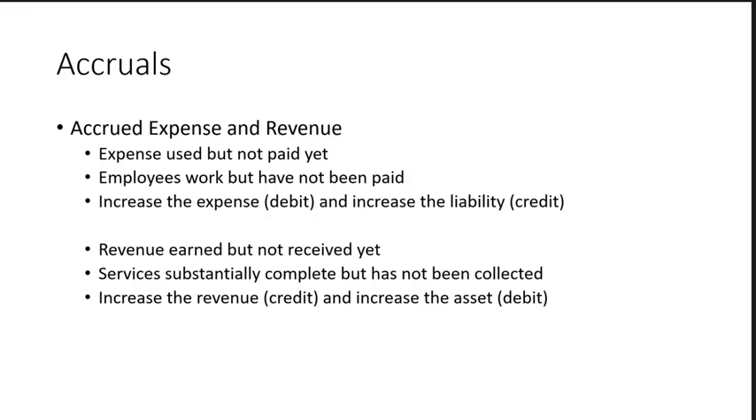If it's on the other side, meaning revenue, we've done but we haven't received yet, we've done all the work but have not collected the money, that's accrued revenue. So we're going to increase the revenue with a credit and increase the asset with a debit. All right, so that's how it would work on the revenue side. So both expenses and revenues can be accruals. And often you'll see the term accrued liability when describing something that came about because of this.